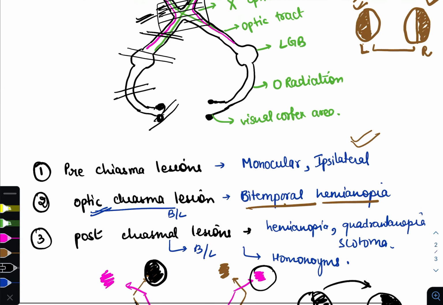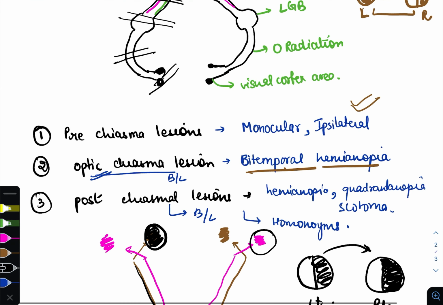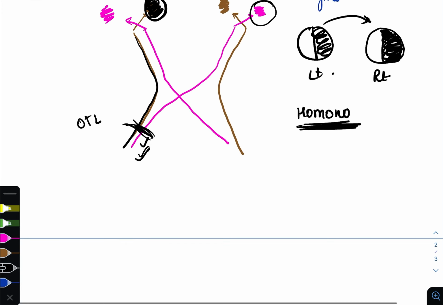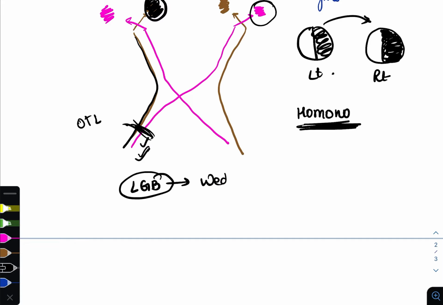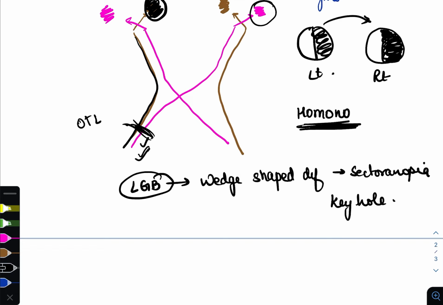Similarly, if the defect is in the lateral geniculate body, we just have to remember that the lateral geniculate body is supplied by both the anterior and posterior choroidal arteries. So that's why in the lateral geniculate body we have a wedge-shaped defect, which is also known as sectoranopia, or we can also say keyhole defect. So these are the features: in the lateral geniculate body we see the keyhole defect.